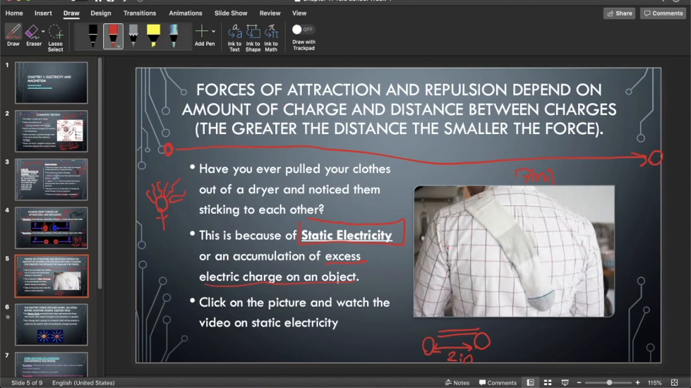All right, and then you can click on this picture here and watch this quick video on static electricity. But just know, when somebody asks you, why are my clothes sticking to each other right out of the dryer? You can say, oh, it's from static electricity, or it's the accumulation of excess electric charge on an object. Simple enough, right?